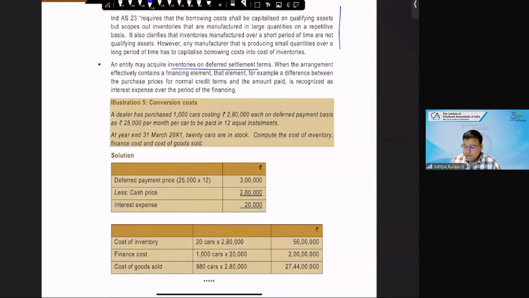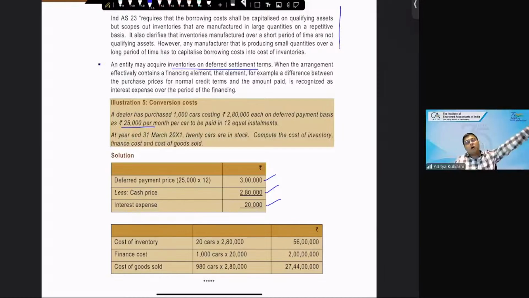For example, a dealer has purchased 1,000 cars costing 2,80,000 each on deferred payment basis at 25,000 per month. So cash price is 2,80,000. How much are you paying? 25,000 into 12, 3 lakhs. So therefore, per car, 20,000 is your interest cost, financing cost. This will not go in the cost of inventory because you are deferring the payment terms.